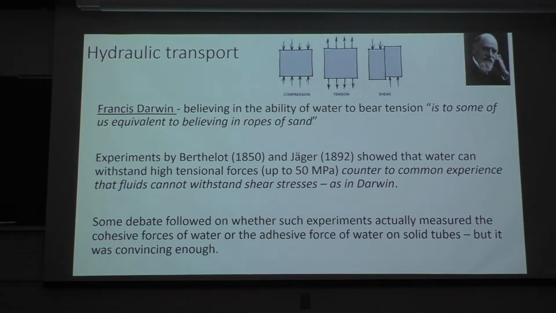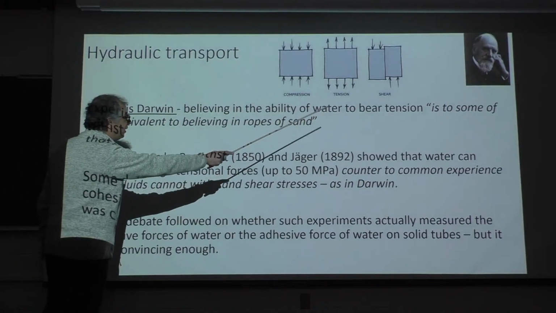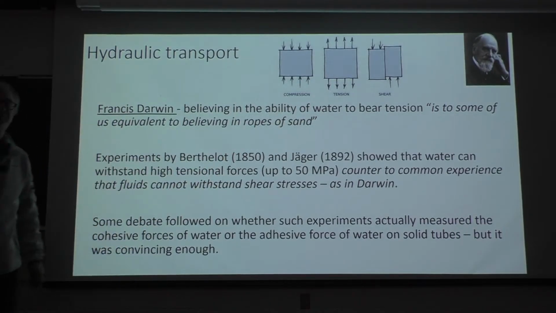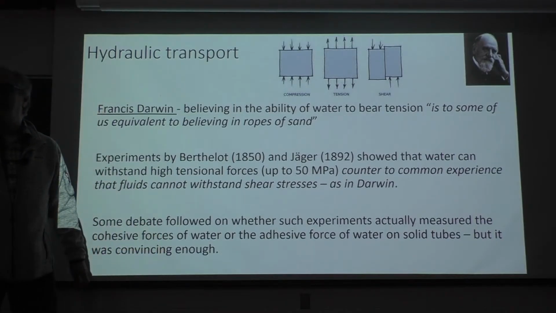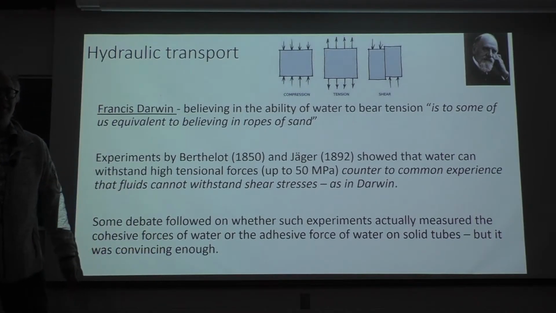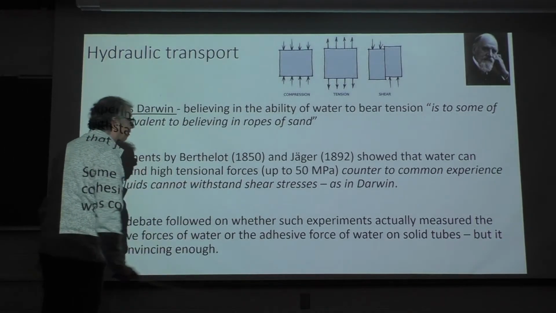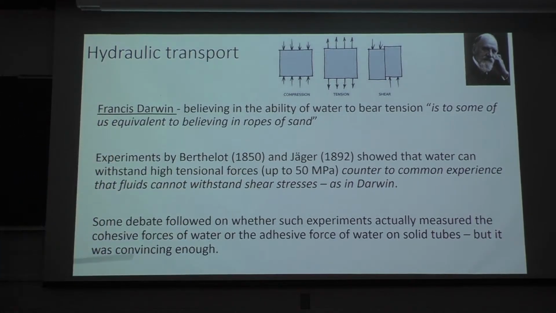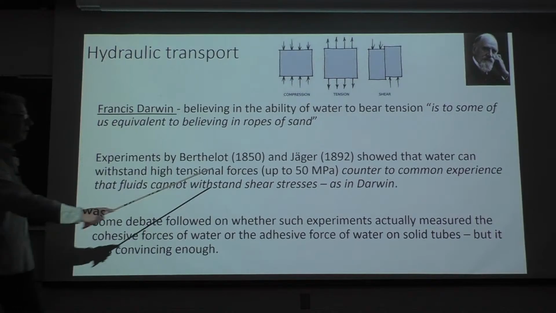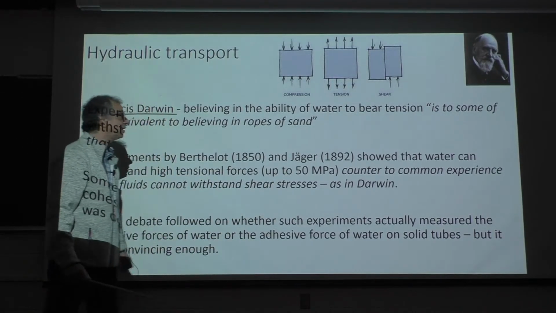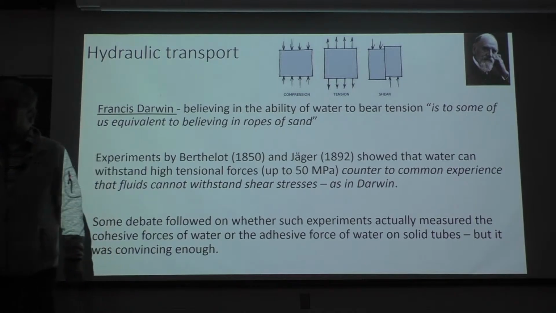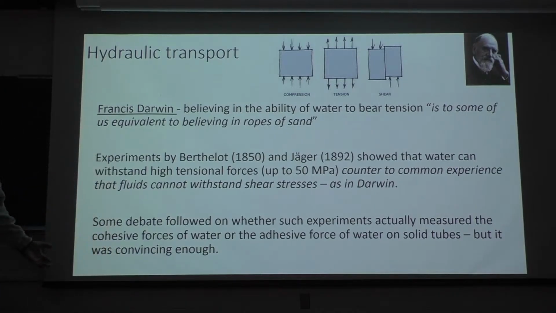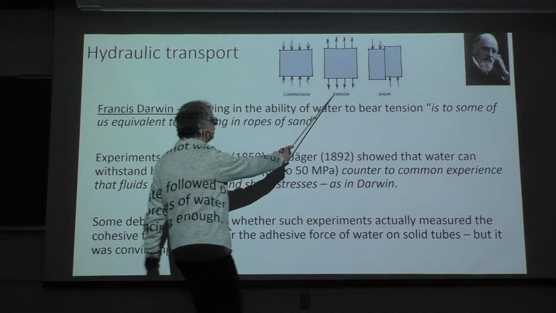Now, Francis Darwin, to go back to the same guy, he argued that believing in the ability of water to bear tension is to some of us equivalent to believing in ropes of sand. And as happens in academia many, many times, there was some literature at the time of Darwin, especially the experiments of Berthelot and Jager, who showed that water can withstand high tensional forces. In fact, the original measurements suggested that water can be subjected to tensile forces up to 50 megapascals and still withstand. This was completely unbelievable to Darwin because of the confusion between tension and shear.